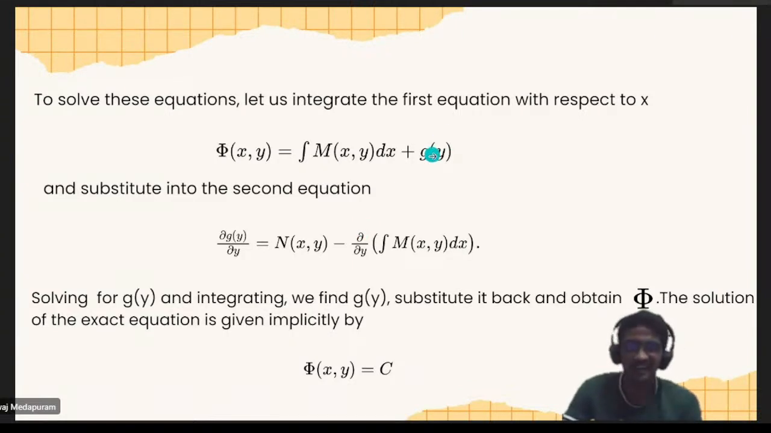So we can still add a function g of φ to ensure that the second equation is also satisfied. If there were no g of φ, we can just obtain φ's integral of m and just ignore the second equation. But it's not like that. We have the second equation as well, and also we have an arbitrary function g of φ. That makes sense, right?